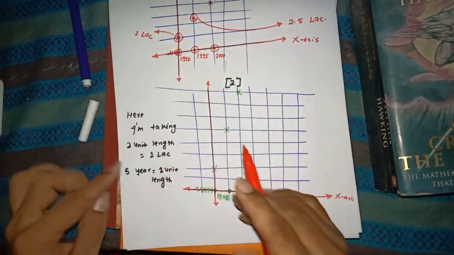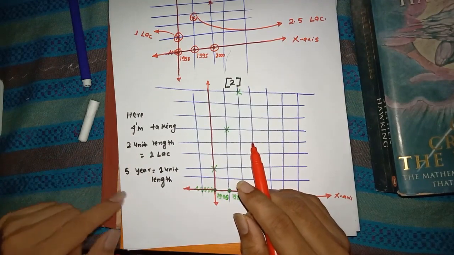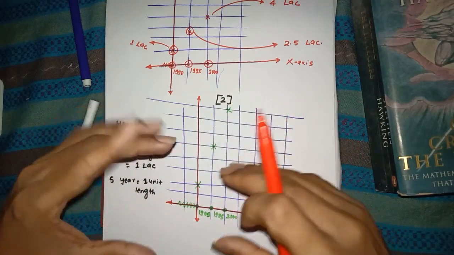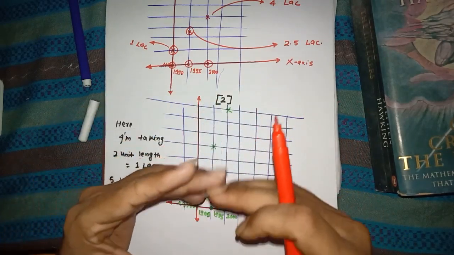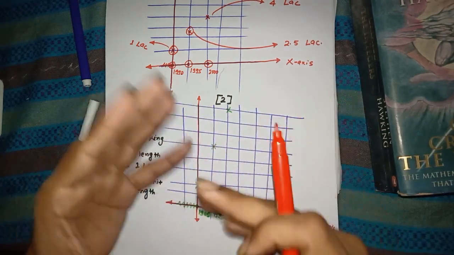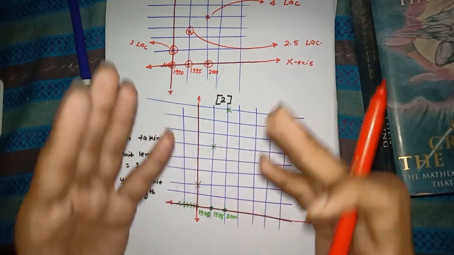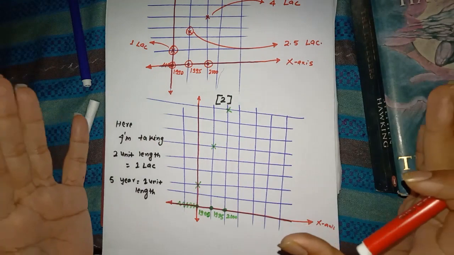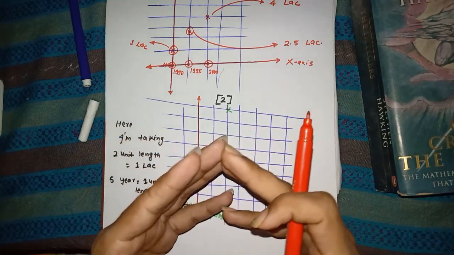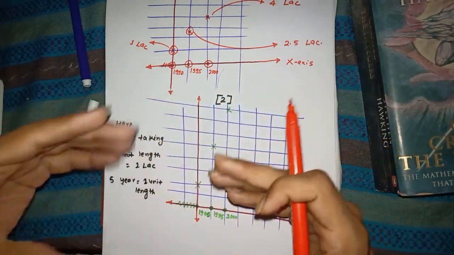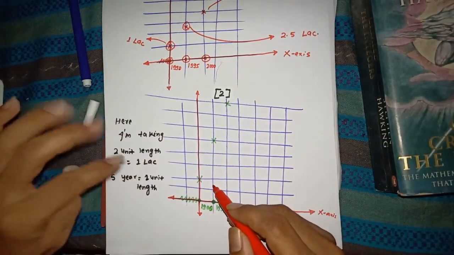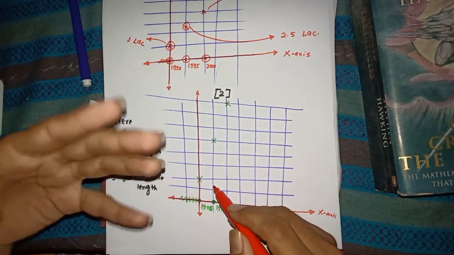Have you got my point? So scale is important in your graph. Now if I take 2 unit length as 1 lakh and 5 years as 1 unit length, what will happen? Don't bother about it. The graph may be expanded or contracted, but the relationship, the representation by the graph, is actually the same. You get the same answer from all those graphs, but it looks expanded if your scale is bigger, and contracted if your scale is smaller. So don't bother about it. Here I am taking a bigger scale.